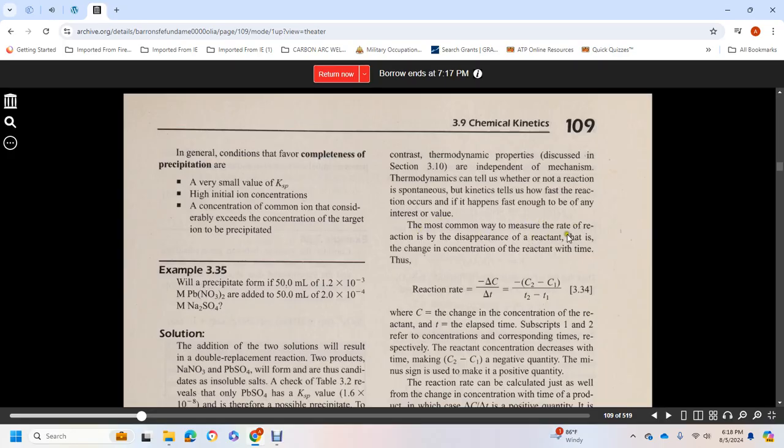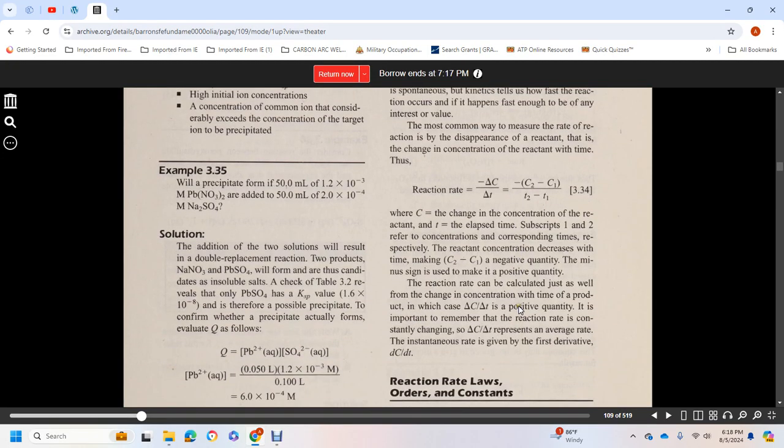The most common way to measure the rate of reaction is the disappearance of reactant. This is the change of the concentration of reactant with time. Reaction rate equals the negative of the change in concentration over the change in time: negative of concentration 2 minus concentration 1, over time 2 minus time 1, where C is the concentration of the reactant and t is the elapsed time. Subscripts 1 and 2 refer to the concentrations at the corresponding times.